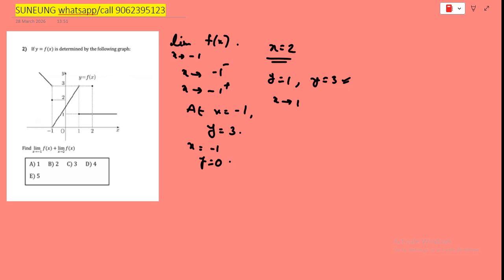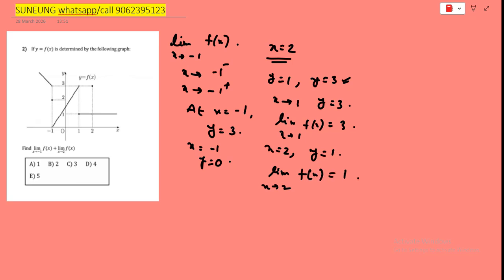So, if we take the limit at x tends to 1 instead of -1, so at x is equal to 1, both sides approach y is equal to 3. So, limit x tends to 1 f(x) is what? 3. Now at x is equal to 2, both sides approach y is equal to 1. So limit x tends to 2 f(x) is what? 1. So the result will be 3 plus 1, that is 4.